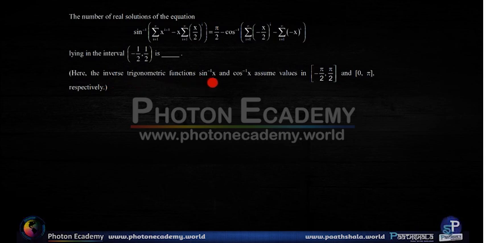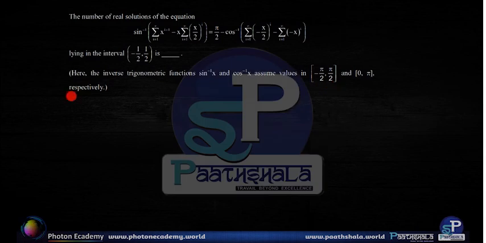here we consider the inverse trigonometric functions sine inverse x and cos inverse x. Assume values in [minus pi by 2, pi by 2] and [0, pi] respectively.